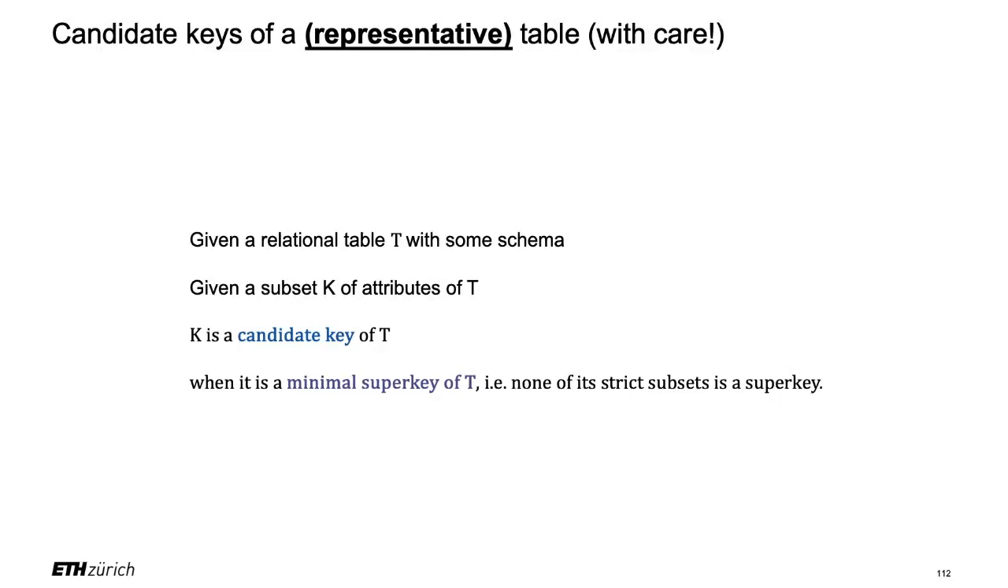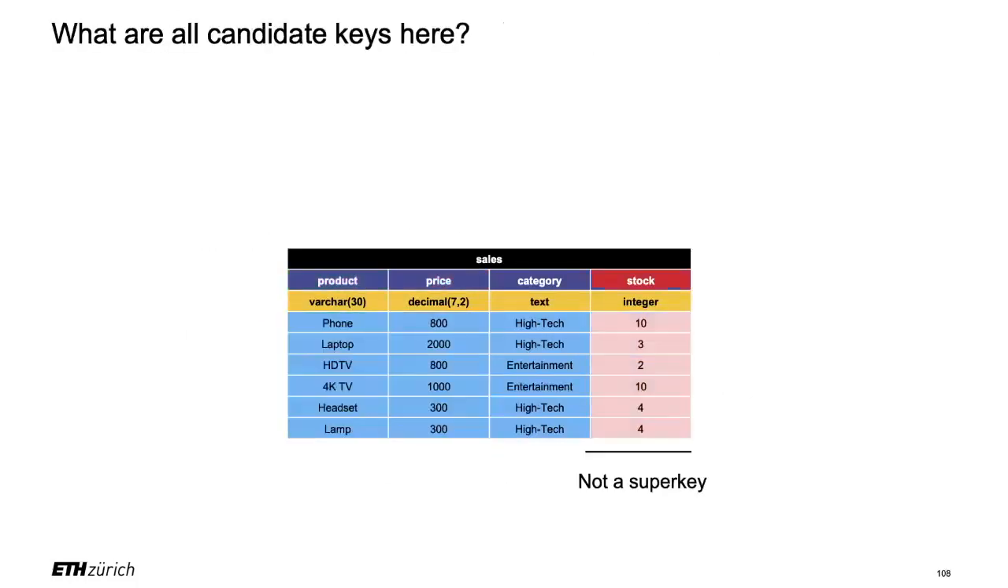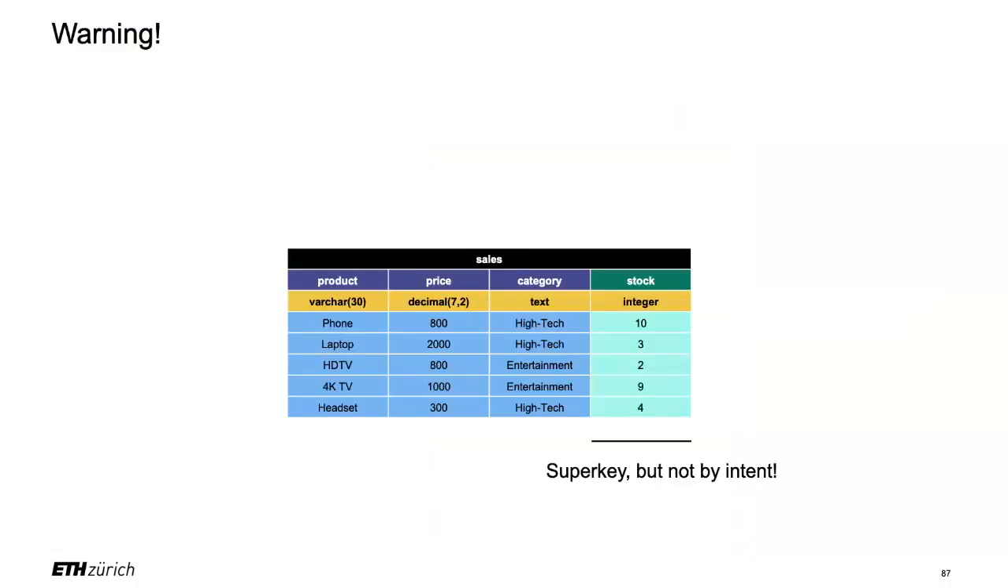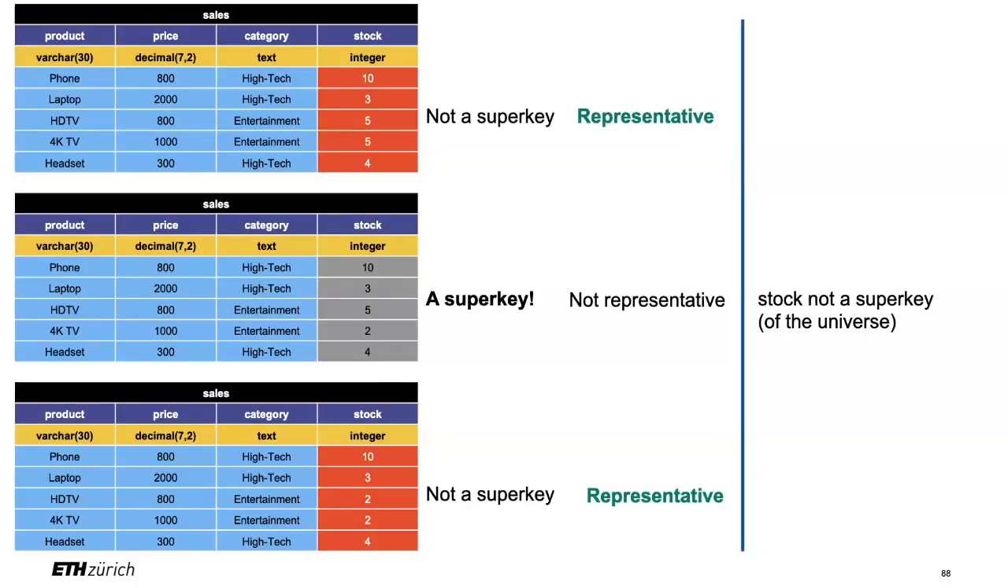But again, word of warning, do not do it unless the table is typical or representative. If you do it on a table like the one in the middle, and you start talking about candidate keys, this just doesn't make any sense because you have these accidental super keys. So what's going to happen is that suddenly stock here is also a candidate key. And a candidate key, again, is something that you would potentially make a primary key.